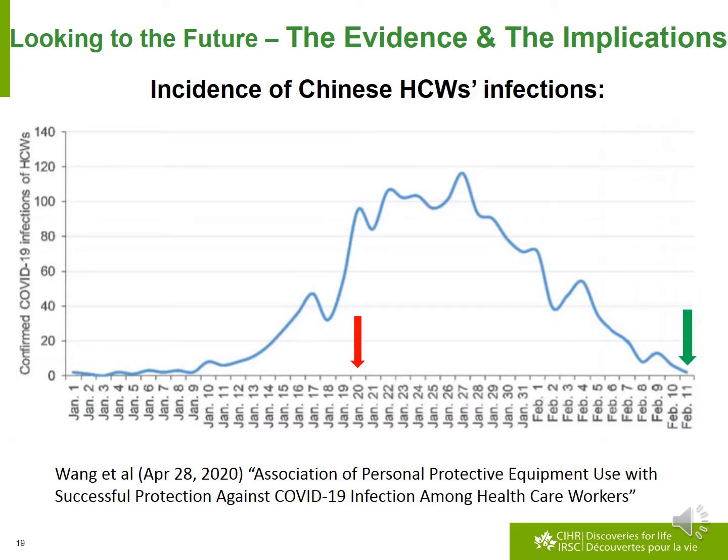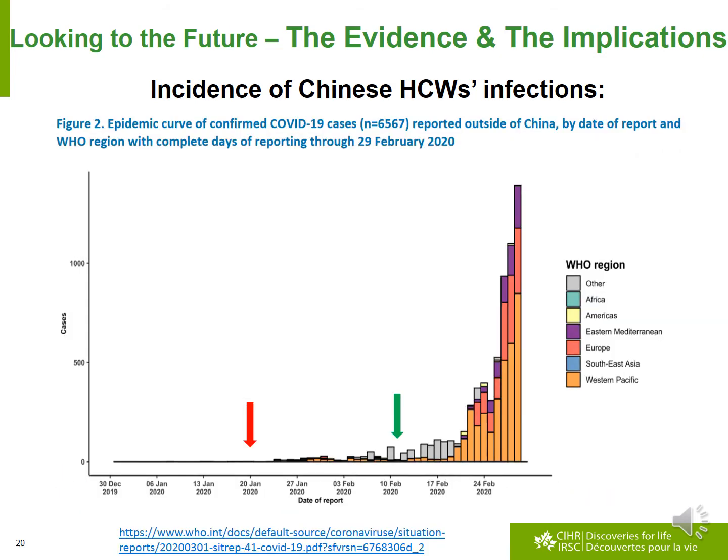Here's the curve of Chinese healthcare worker infections. You can see where the proclamation was on January 20th by the red arrow, and you can see in about 3 weeks they had wrestled the rate of healthcare worker infections down to 0. Here I've shown the same arrows in the epidemiological curve so you can see where it was in the context of the whole epidemic in China.